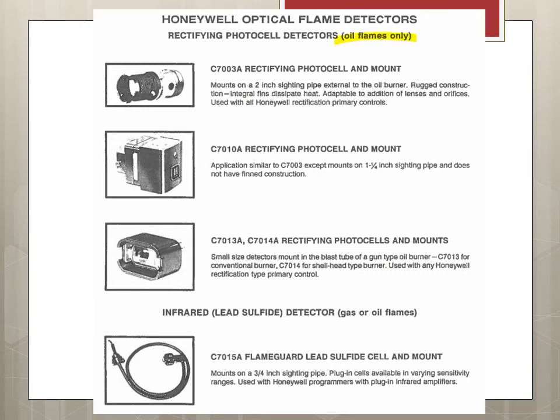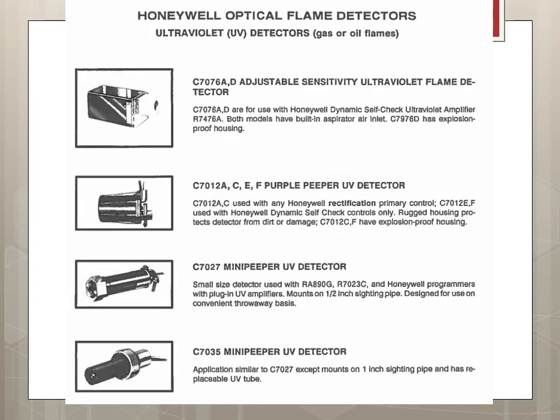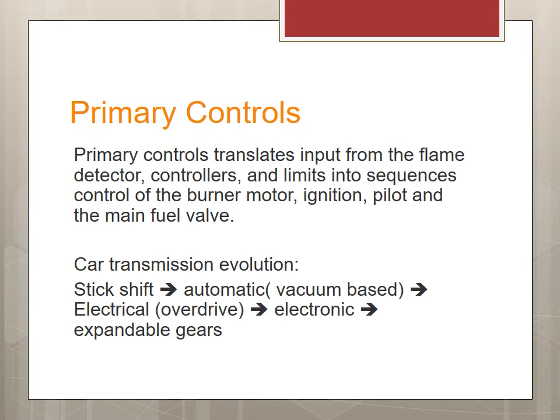Photocells, flame only. Infrared, gas or oil flame, and ultraviolet, gas or oil flame. Okay, that covers some of the general detectors we have. We don't use the cad cell anymore. We can use either a flame rod, a photocell, infrared or ultraviolet.